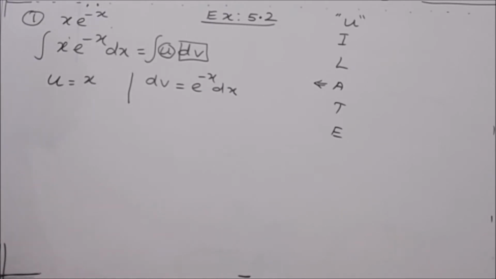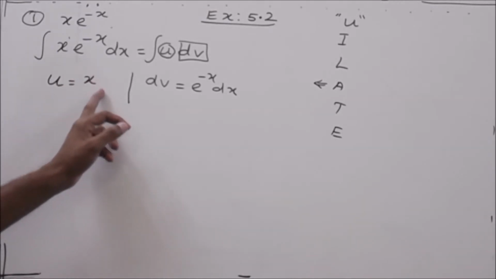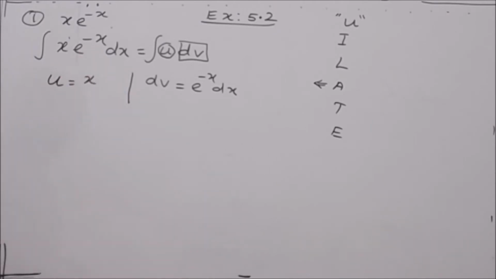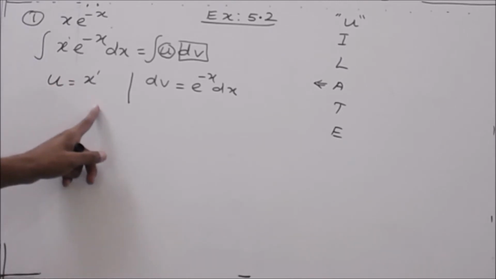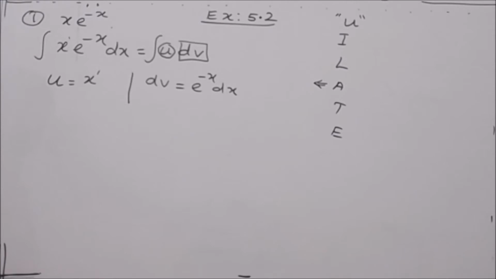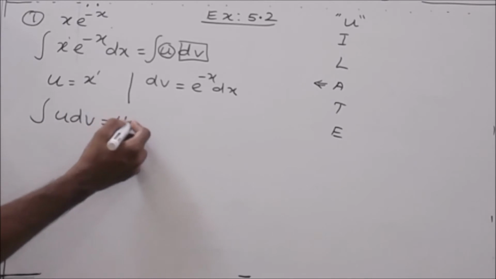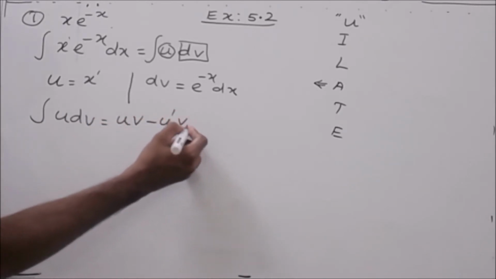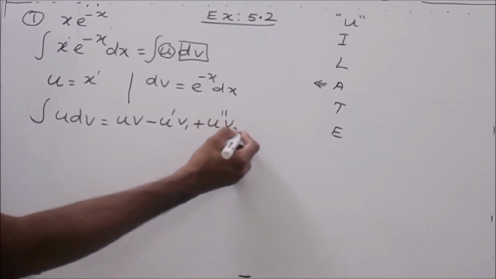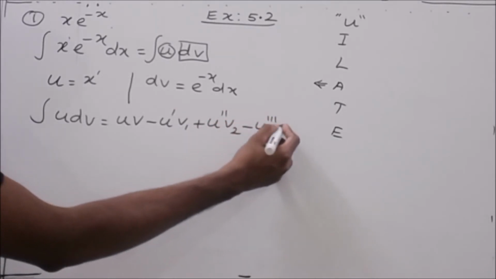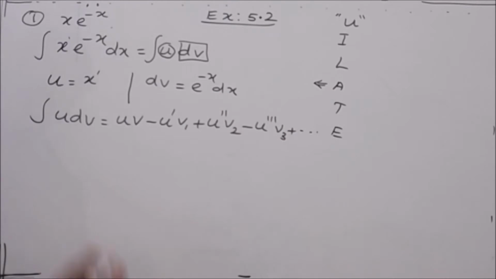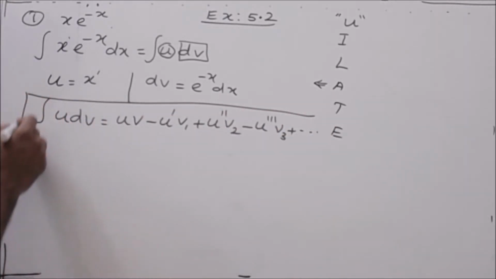Can we go with the Bernoulli formula here? Yes, we can go with the Bernoulli, because in the Bernoulli form u must be the algebraic function, and its power must be a positive term. Here we have the power 1, so it's a positive term. It is an algebraic function, so we can go with the Bernoulli formula. In Bernoulli we have the formula: integral u dv equals uv minus u dash v1 plus u double dash v2 minus u triple dash v3 plus and so on. That is Bernoulli's formula.